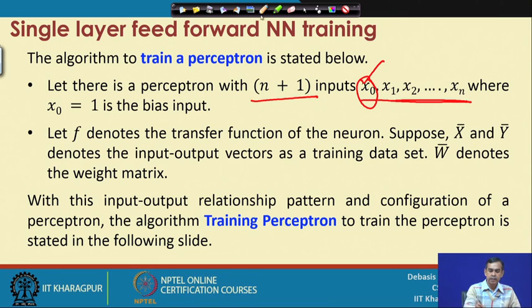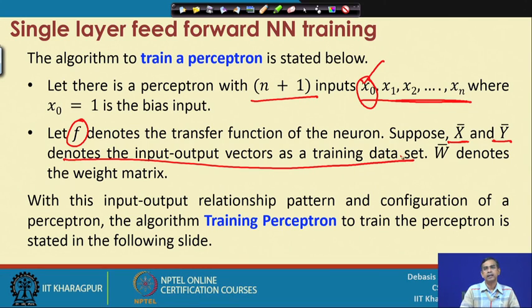perceptron, and for this perceptron let us assume f denotes the transfer function. We have discussed many transfer functions like the step function, the sigmoid transfer function, log sigmoid, tan sigmoid, and so on. So, f can be any one. We can decide on any one transfer function for the perceptron, let it be the step function. Then we will consider supervised training, as I told you. So, x bar and y bar denote the input and output vectors as the training data set, that is the input data and this is the output data, and w bar denotes the weight matrix.